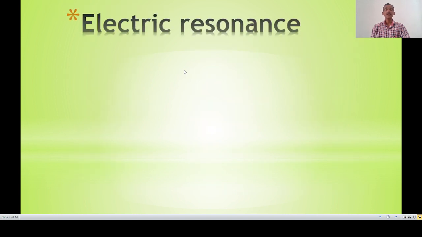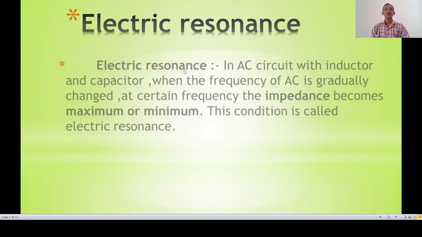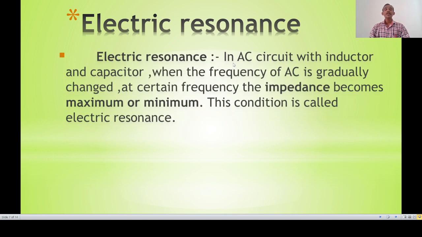Now the next point of our lecture is electric resonance. Electric resonance is in an AC circuit with inductor and capacitor. In the above discussion we considered the LC oscillation. From this we conclude that in an AC circuit with inductor and capacitor, when the frequency of the AC source is gradually changed, at a certain frequency the impedance becomes maximum or minimum. This condition is called electric resonance.